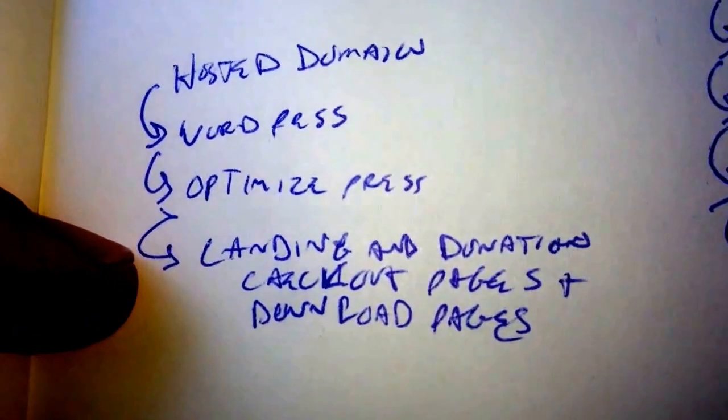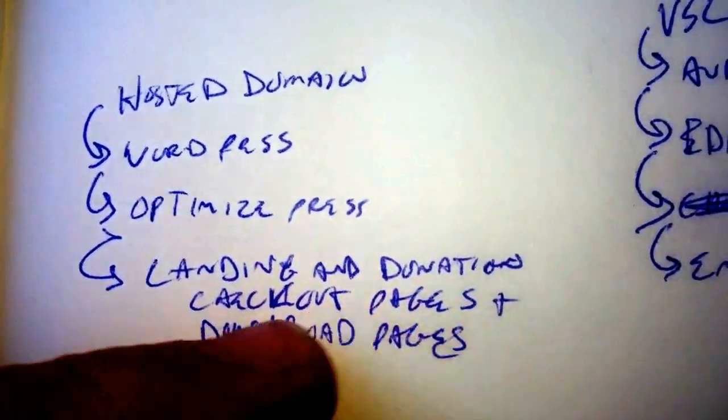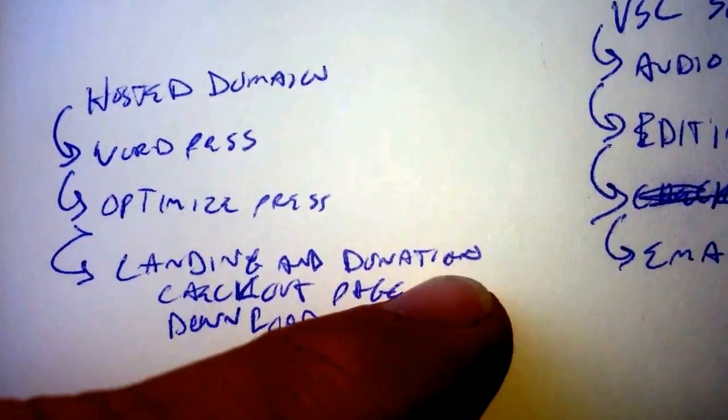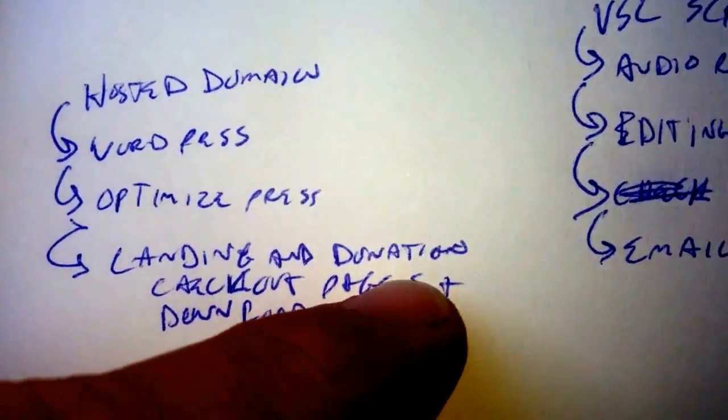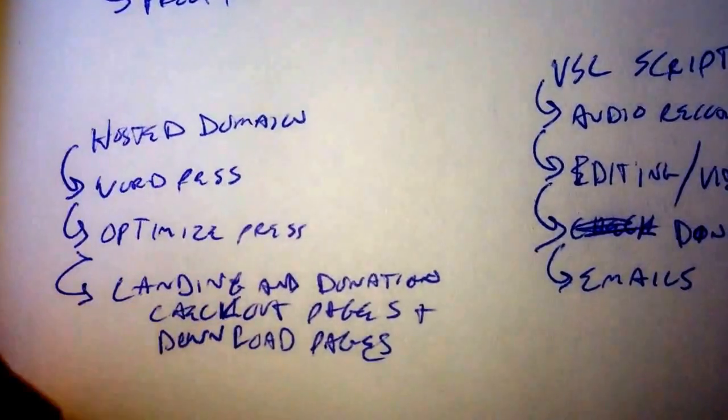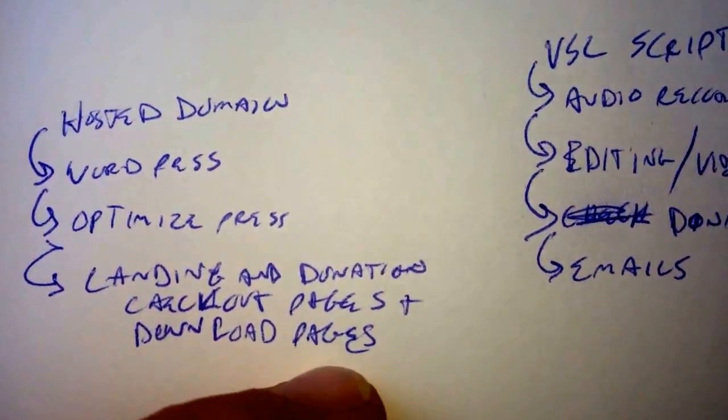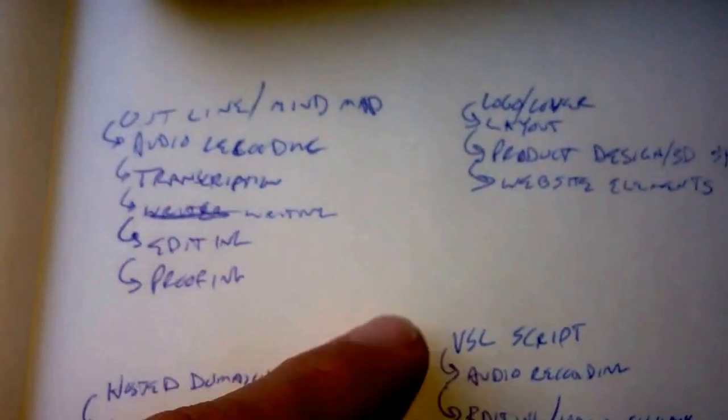And then have the pages created: the landing pages, which is where the video goes, the donation checkout pages, which is where you would normally have the checkout cart, and then the download pages for whatever it is you're giving away. In this case, it'll be my book that I'm giving away.